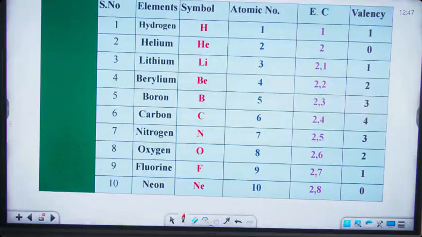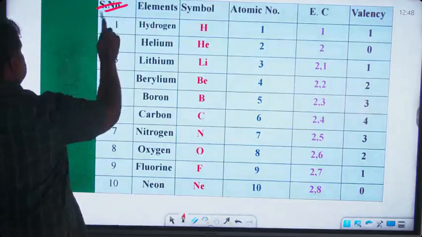The valency of inert gases is always equal to 0.